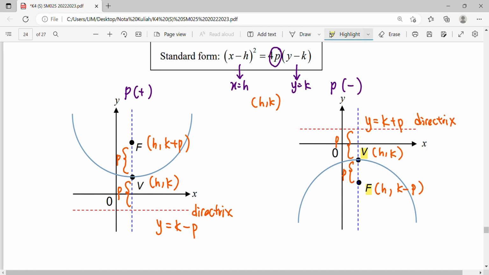Finally, in parabola, when we draw the graph, it is important that you include the focal point, vertex, and its directrix. Meanwhile, in calculation, you have to be very careful about which formula you are going to use, what your vertex is, and what your value of p is.